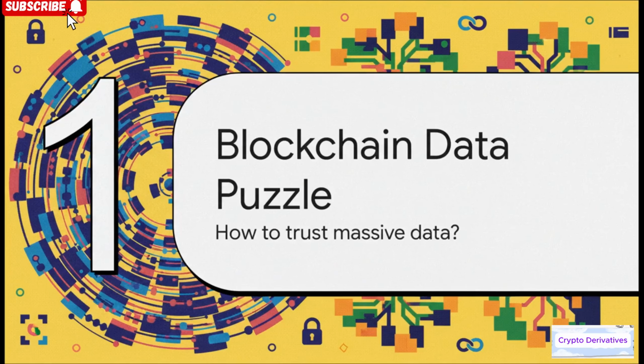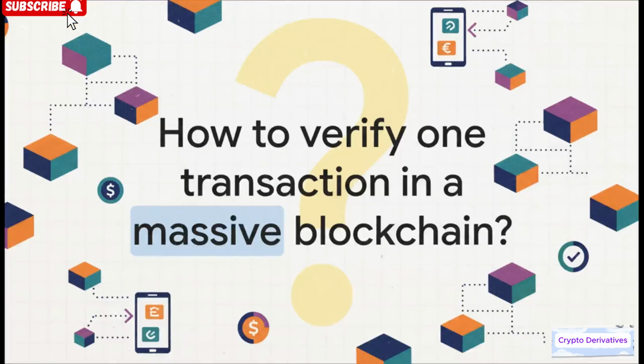So, let's start with the main challenge, right? In a decentralized world, trust is everything. But how on earth do you trust something when the entire record is just way too big for a normal person to download and check? I mean, this is the million-dollar question. Picture this. You're on your phone. You've got a lightweight crypto wallet, and you just want to confirm a payment you received. How can your phone possibly check that against a ledger that's bigger than the phone's entire storage?